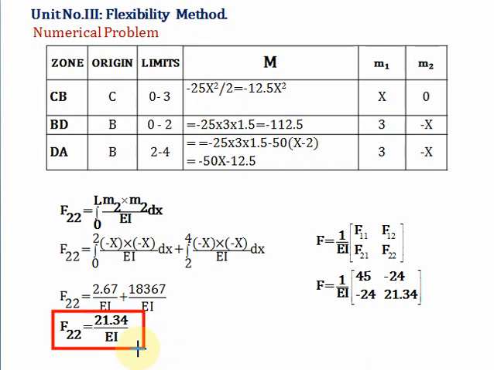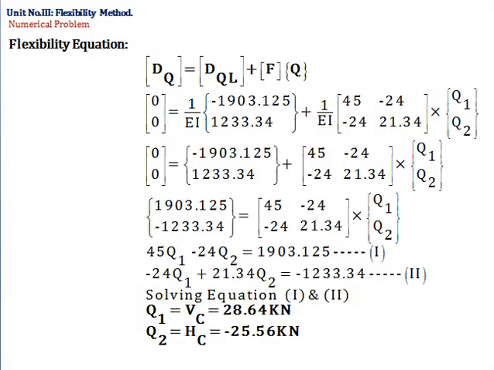Now we have found the values of f11, f12, f21 and f22. Putting those values in the flexibility matrix, we'll get the flexibility coefficients, or flexibility matrix. Then we have to put the value of DQ, DQL. After finding DQ, DQL, the flexibility matrix and the Q matrix, you have to put all these values in the flexibility equation, or the equilibrium equation, DQ equal to DQL plus F into Q.